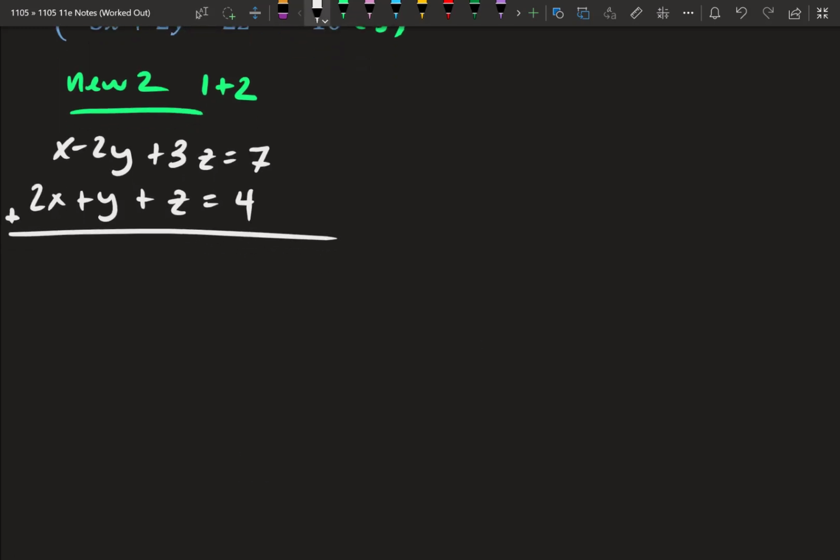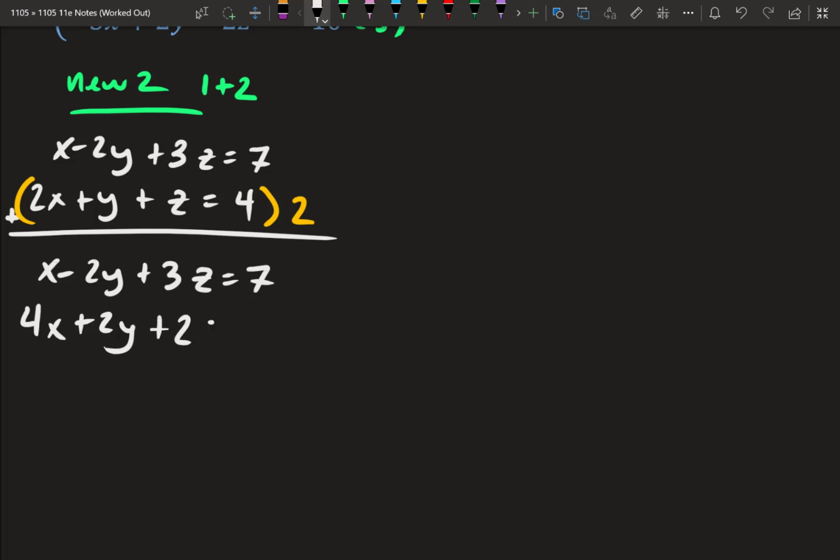This is negative 2y. This is positive y. That means they're already opposite signs. I just need to make the coefficient, the number in front, the same. In order to do that, I'm going to multiply the bottom by 2. I multiply everything by 2 on the bottom. I did nothing to the top, so I just rewrite it. On the bottom, 2 times 2x is 4x, 2 times y is 2y, 2 times z is 2z, and 2 times 4 is 8.